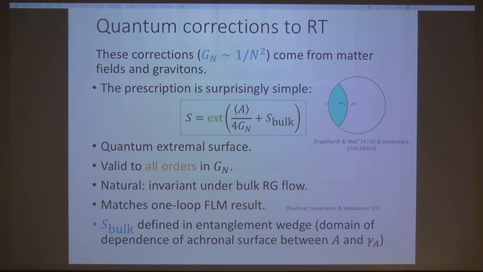I should mention that the bulk entropy is defined in the bulk region known as the entanglement wedge. This is simply the domain of dependence of this blue region for a boundary region A. And this blue region is simply an achronal surface between A and gamma A, where gamma A is the extremal surface. So this is a definition of the entanglement wedge.